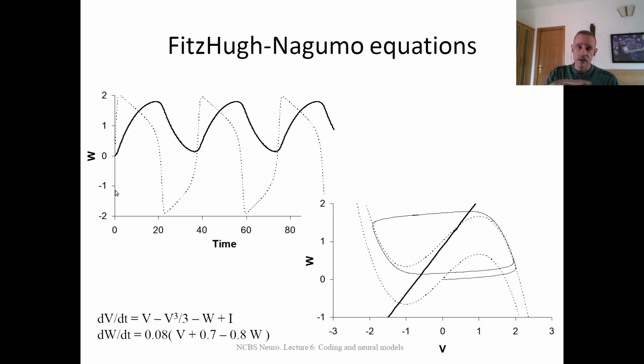below which they're not oscillating at all. Above that, they start to oscillate in a periodic way. You give it a stronger input, they oscillate even faster. So although these things don't look a lot like action potentials, they do have some of the key qualitative properties.